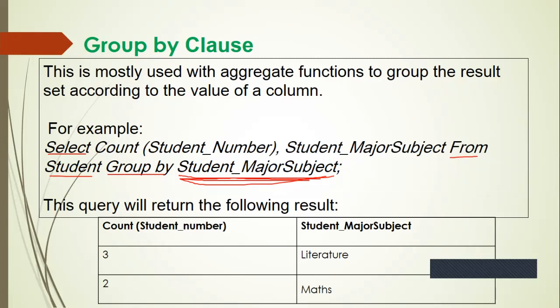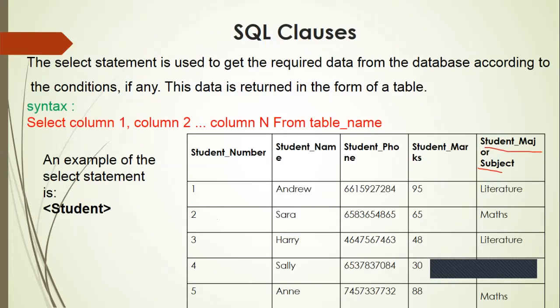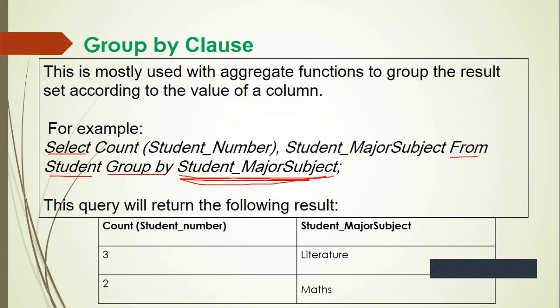Now after writing this, next in output, what we need to display? We need to display the count of student number, comma, subject, major subject underscore major subject. We need to display this too.